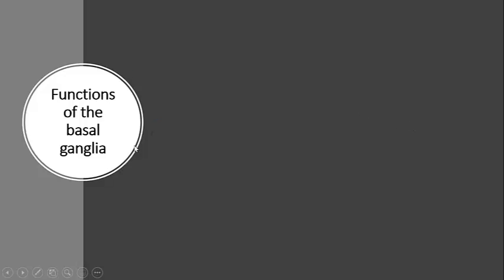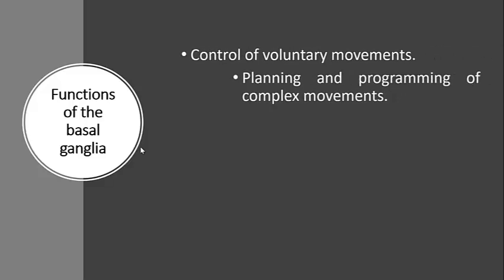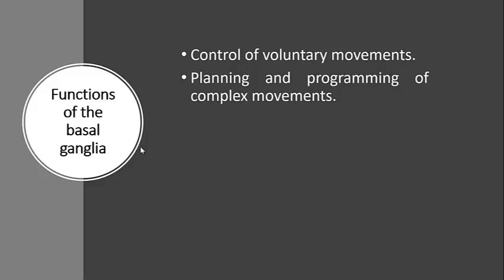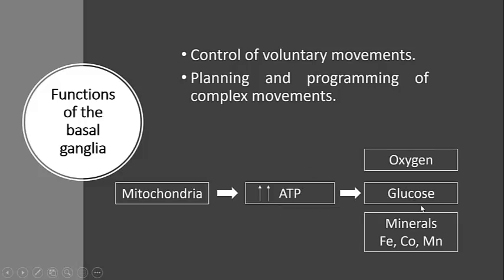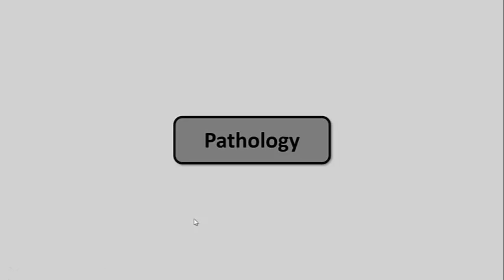The basal ganglia are a part of what's called the extrapyramidal motor system, which controls voluntary movement and the planning and programming of complex movement. To maintain its function, they are rich in mitochondria, and they produce a large amount of ATP. So they need oxygen, glucose, and some minerals like iron, copper, and manganese. Any depletion of one of these elements, or sometimes excess of one of these elements, will result in damage and injury to the basal ganglia. So let's talk about pathology of the basal ganglia.